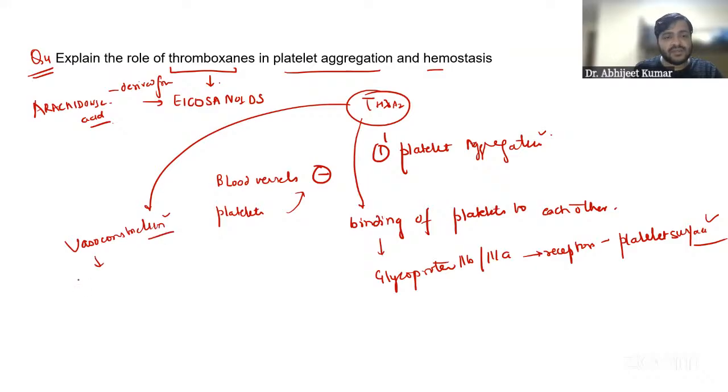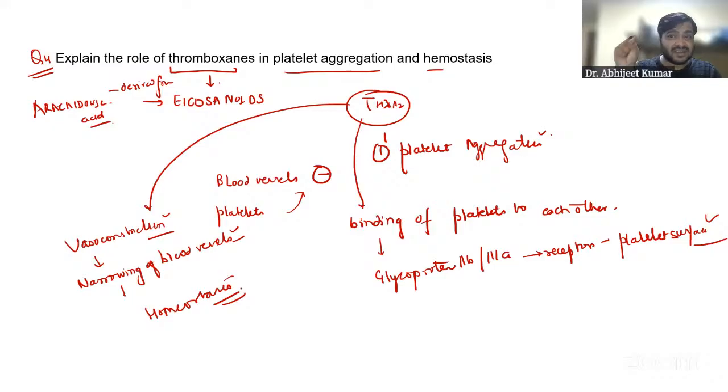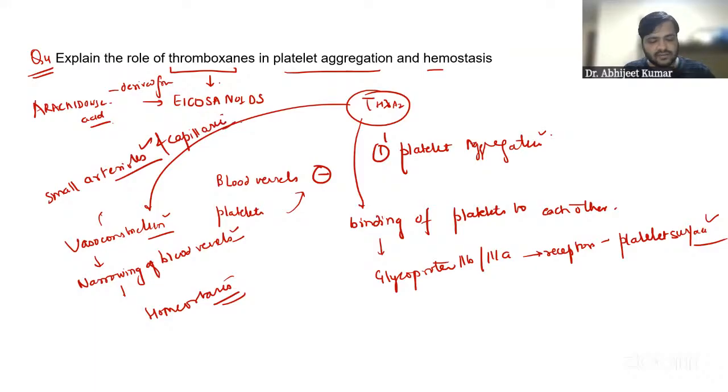This thromboxane A2 also helps in vasoconstriction, which means the narrowing of blood vessels at the site of injury. This vasoconstriction will reduce the blood flow to the injured area, so it will decrease the bleeding, thereby contributing to hemostasis, the process of stopping the bleeding. The vasoconstriction is taking place in small arterioles and capillaries, so it can reduce the loss of blood during the early stages of injury. That is what you have to remember.